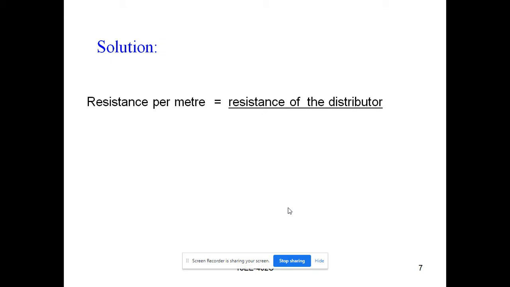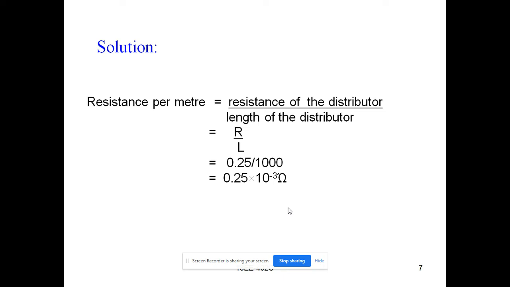In order to get the resistance per meter, we have to divide the resistance of the distributor with the length of the distributor. The resistance of the total distributor is R, which is 0.25, and the length of the distributor is L, which is 1000. Dividing 0.25 by 1000, we get the resistance per meter, which is 0.25 into 10 to the power of minus 3 ohms per meter.